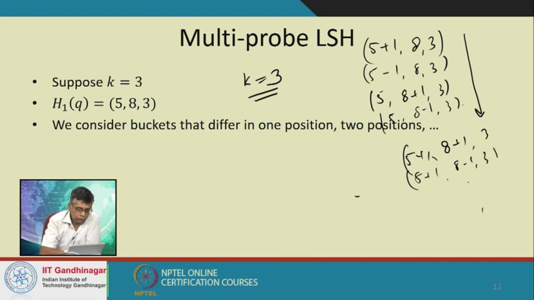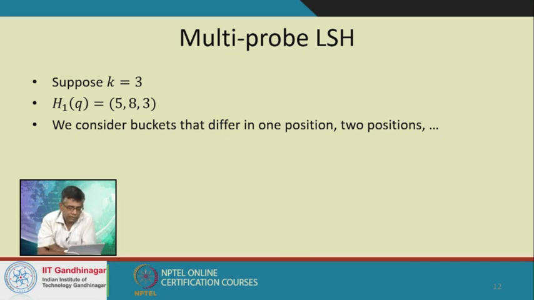So how do we do this in a principled way? How many buckets do we get to choose? How many should we really be searching? And is there a particular order in which we should be doing these perturbations and so on?